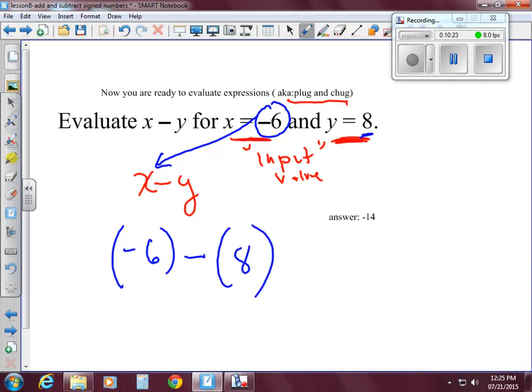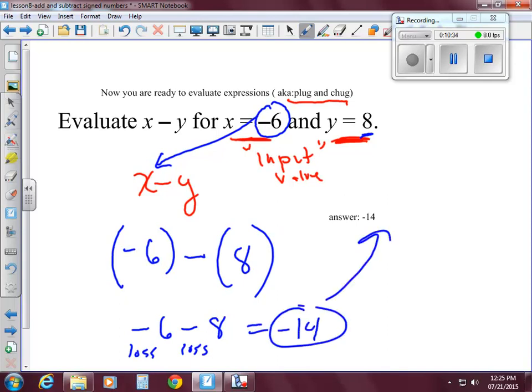Okay, so now I clean it up. It says -6 minus 8. Well, think about loss. If I have a loss of 6 and another loss of 8, in terms of money, I'm going to be in the hole 14. Okay, hope that helps.